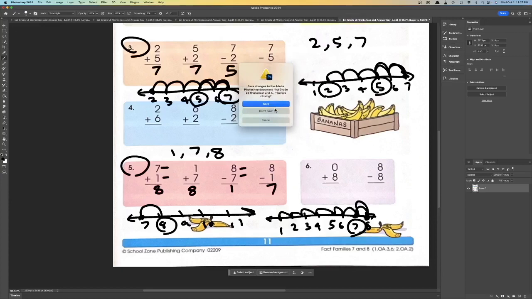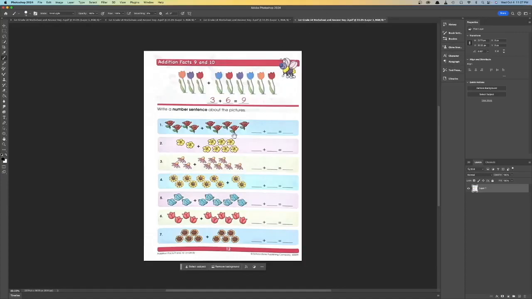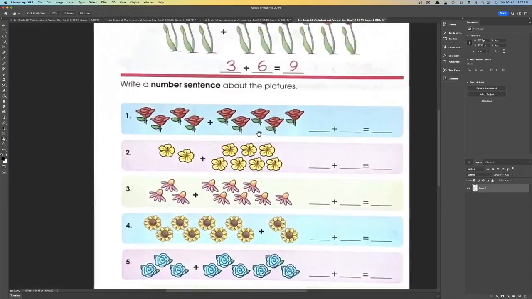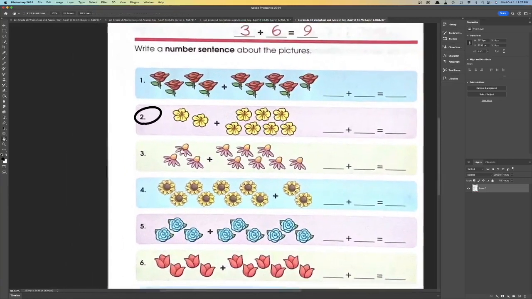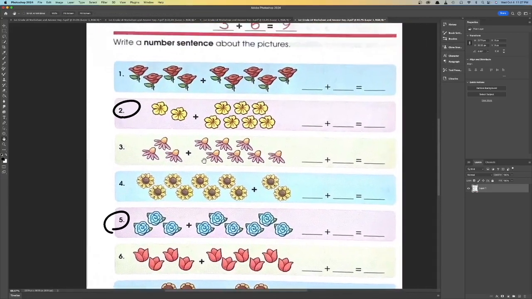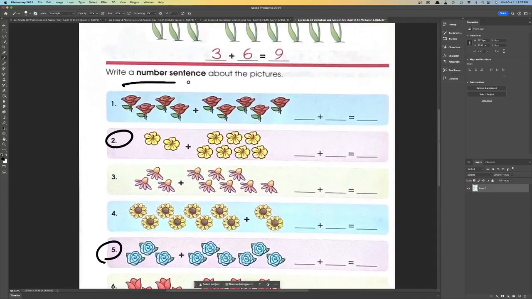Let's go on to the second page, which is addition facts with 9 and 10. So for this one, let's do 2 and 5. It says write a number sentence about the pictures, and like in the previous worksheets, we can just count the amount of flowers in here and flowers in here, and put them here, and then add them together.